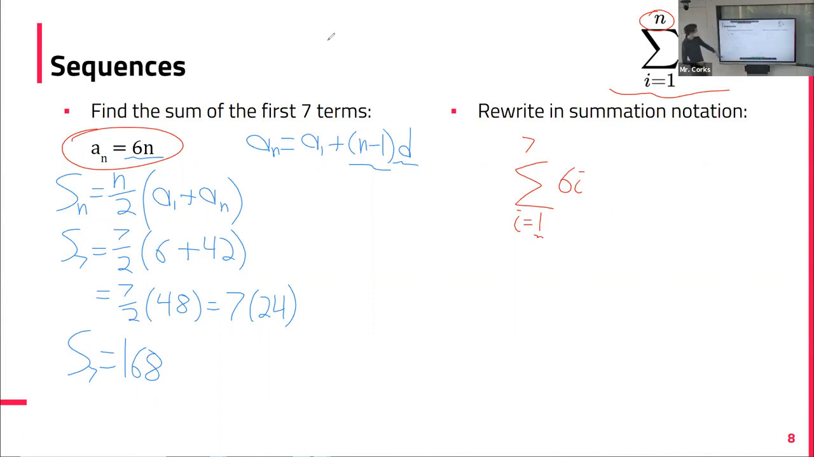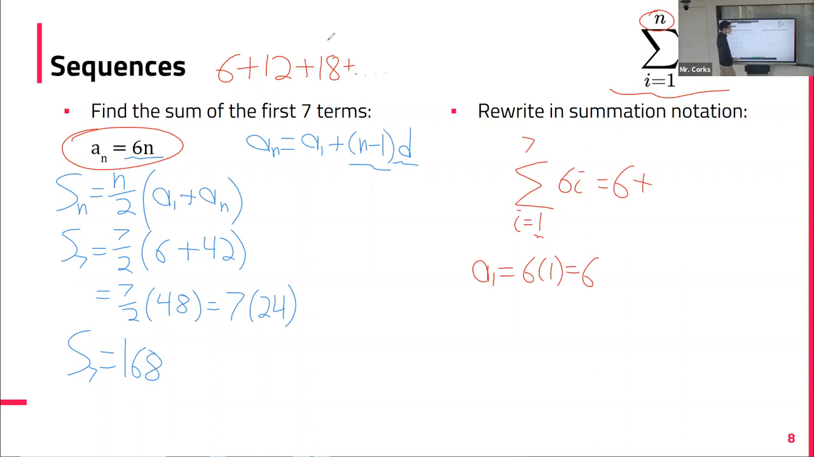Here, if we have this general term, we saw that the first term is 6. What's the second term of this? 12, second term. And then, okay, we're adding 6 each time, so 18. Okay, so we get the pattern. So let's look at our summation notation, see if we get the same thing. All right, so our a1 would be equal to when i is equal to 1. So 6 times 1. Okay, so 6.